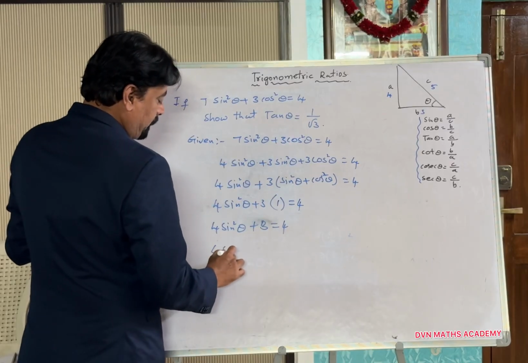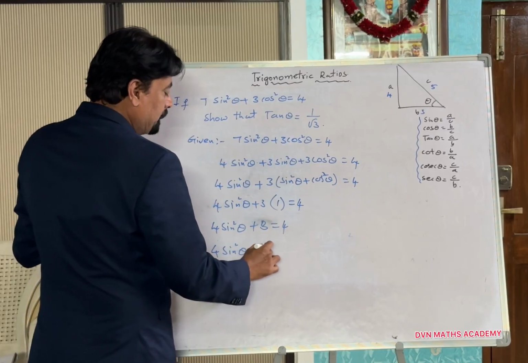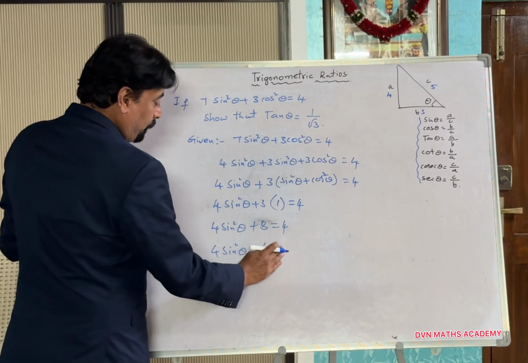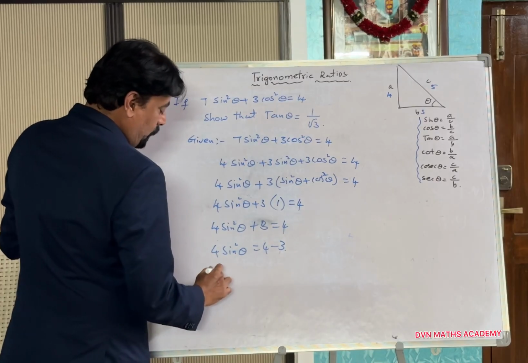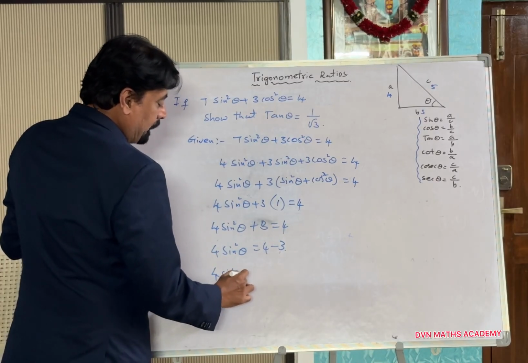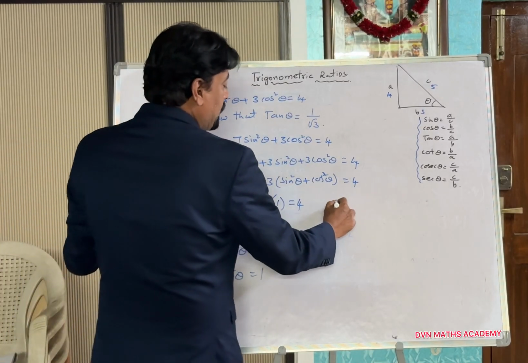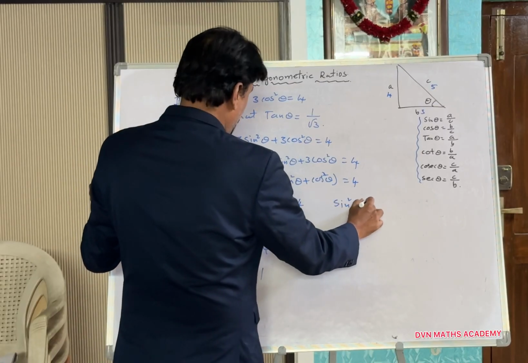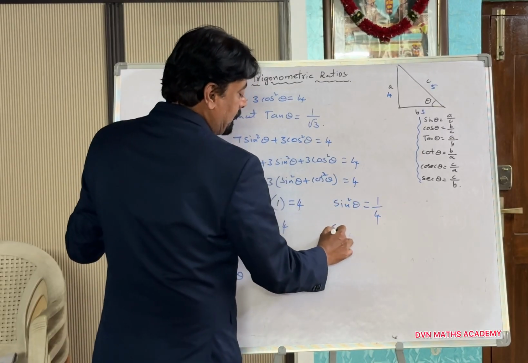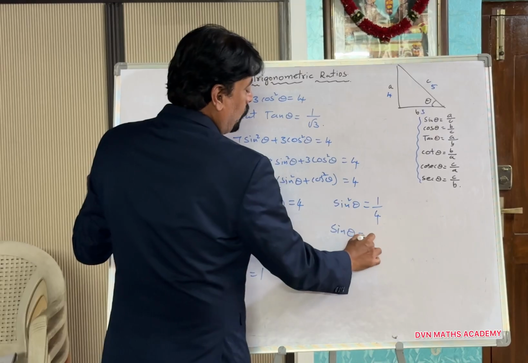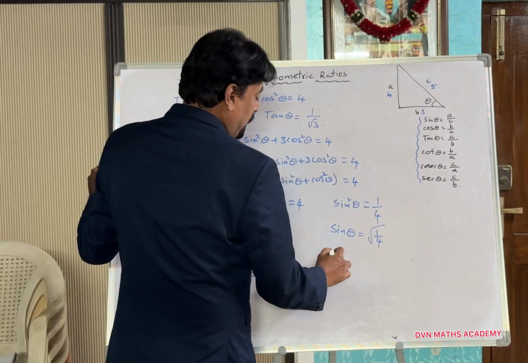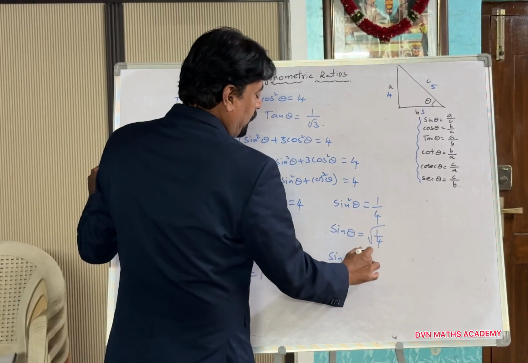Now 4 sin square theta plus 4, 3 is equal to 4. Then 4 sin square theta equal to 4 minus 1. Sorry, 4 minus 3. Then 4 sin square theta is equal to 1. Sin square theta is equal to 1 by 4. Then sin theta is equal to under root of 1 by 4. Then sin theta is equal to 1 by 2.